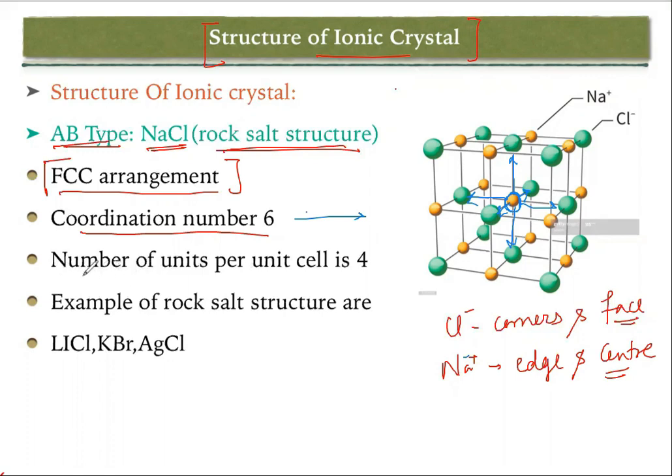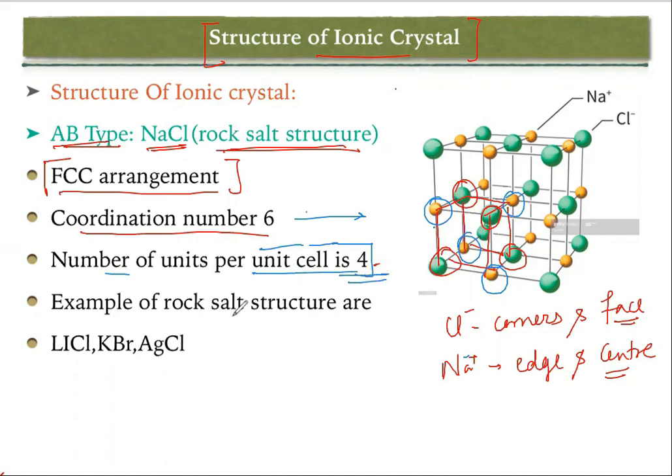Now coming to the number of units per unit cell, which is 4. Now how is it 4? Look at this box. This box is created with how many atoms? 8 atoms, right? Now if you look at how many chlorine atoms there are, obviously 4: 1, 2, 3, 4. Now the sodium atoms will also be 4: 1, 2, 3, and 4. These are the sodium atoms. Hence the number of units per unit cell is 4.